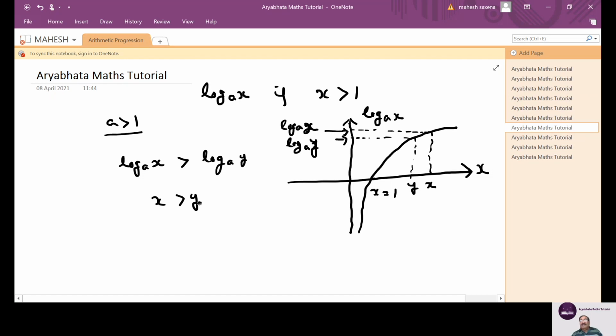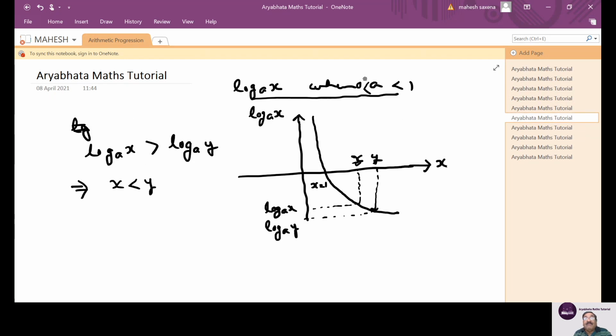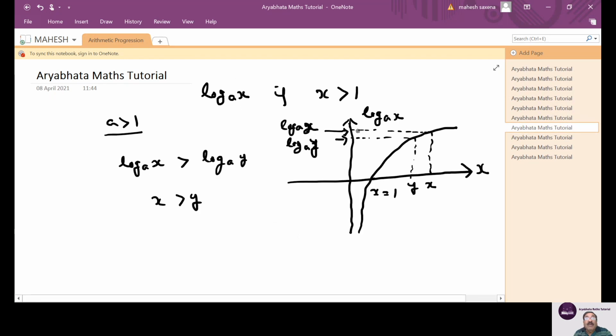So in this case, x is greater than y. Again, it is clear that when a is less than 1, and log base a of x is greater than log base a of y, then x will be less than y. But if a is greater than 1, that is, the base is greater than 1, and log base a of x is greater than log base a of y, then x will be greater than y. Many questions are asked based on this.